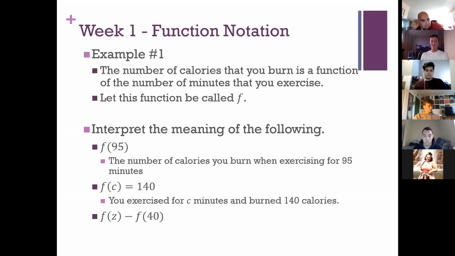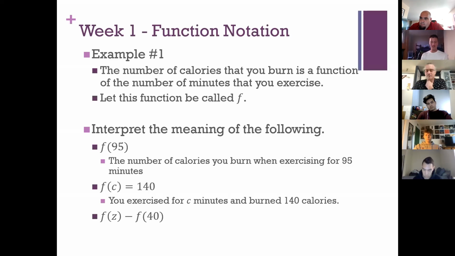And finally, f of z minus f of 40. That could be the difference in calories burned between 40 minutes working out and z minutes of working out. Okay, so the difference in the calories burned between 40 minutes of working out and z minutes of working out. Anybody have anything a little different? Would it be reasonable to call that the net calories burned between 40 minutes and z? Okay, so we're using the language of net calories burned.